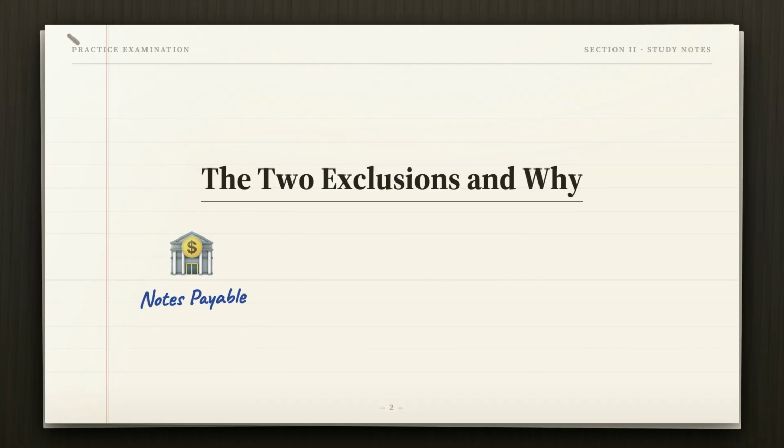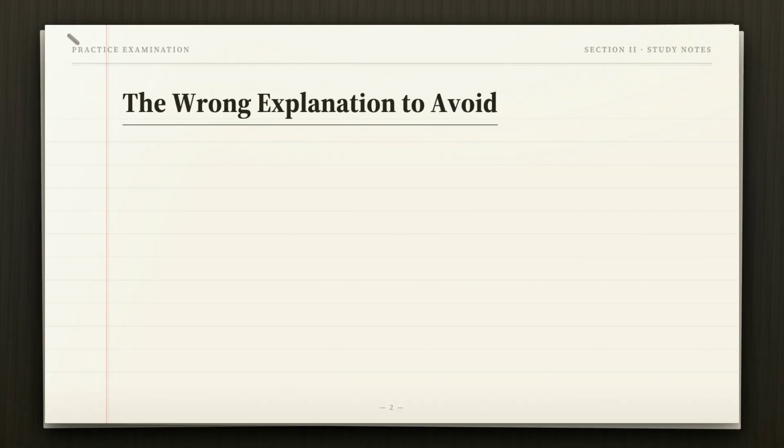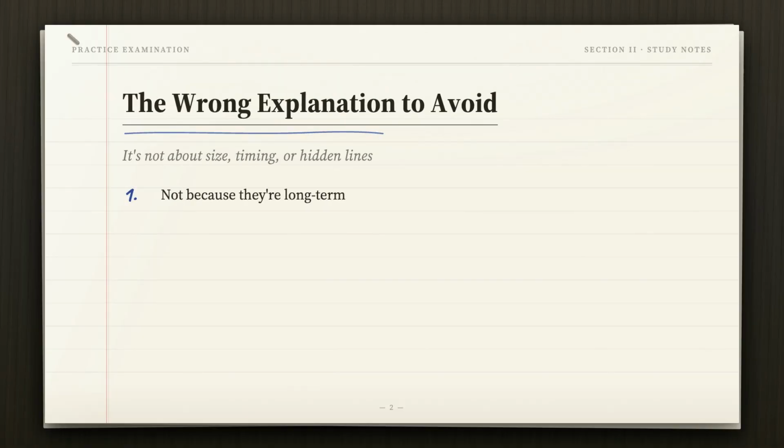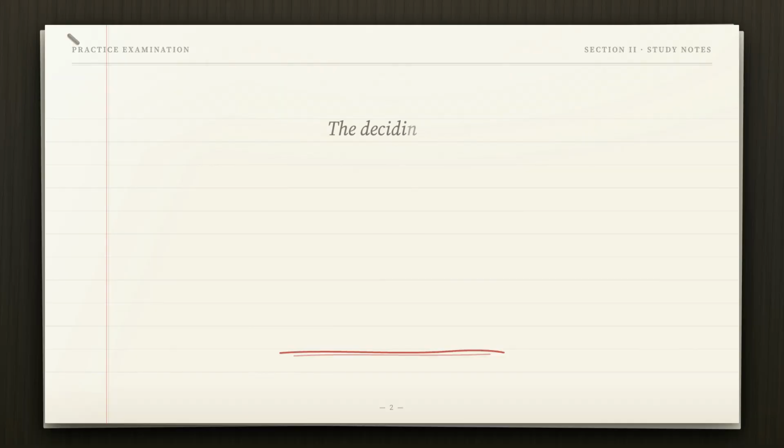Notes payable is excluded because borrowing is a financing choice, not something the operating cycle demands. Excess marketable securities are excluded because holding surplus cash to invest is an investing decision, not an operating necessity. A common mistake is thinking these items are excluded for being long-term, too small, or hidden inside other accounts. None of that is true. Both are clearly current and often large. The only real reason is that one is financing and the other is investing.